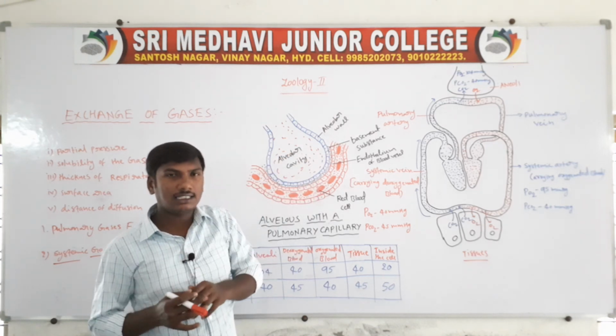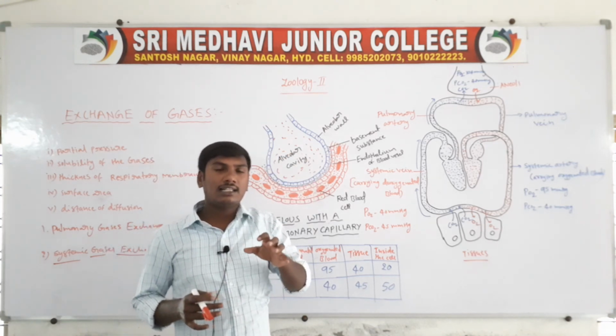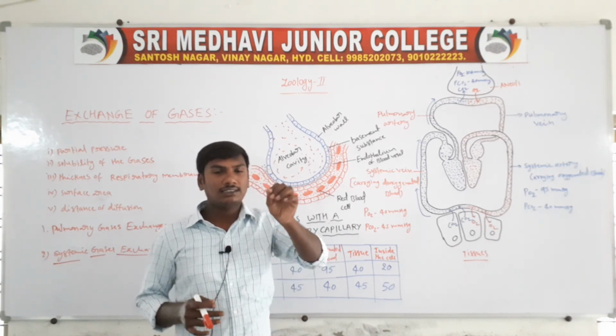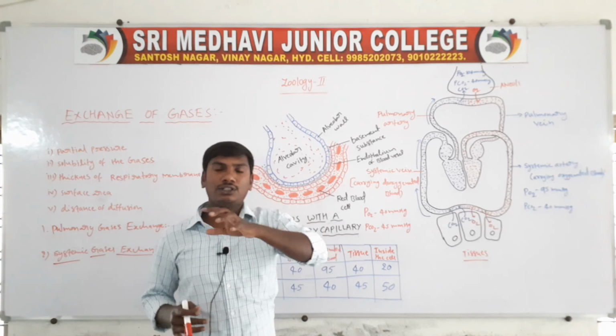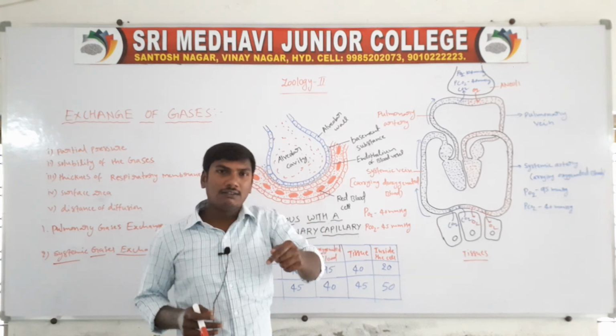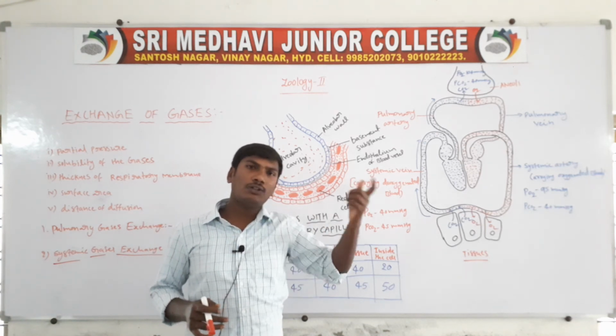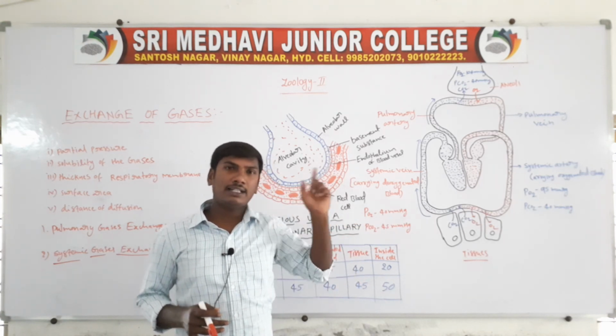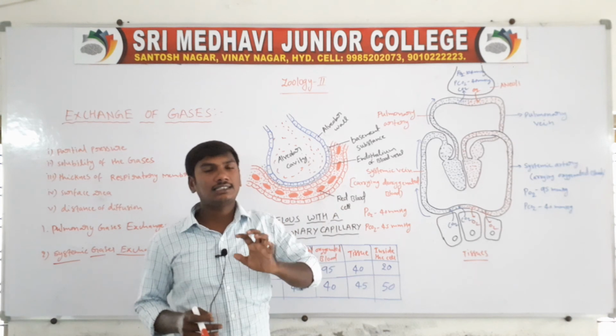Next one, systemic gas exchange. Systemic gas exchange means oxygen enters from the blood to the tissues. Oxygen is transported from the blood to the tissues. The opposite, CO2 is transported from the tissues to the blood. So this is called the systemic gas exchange.